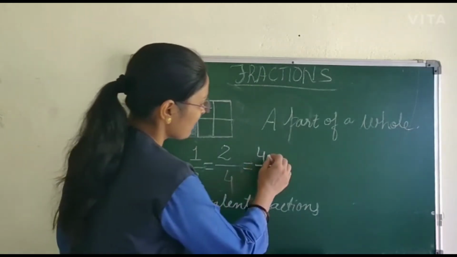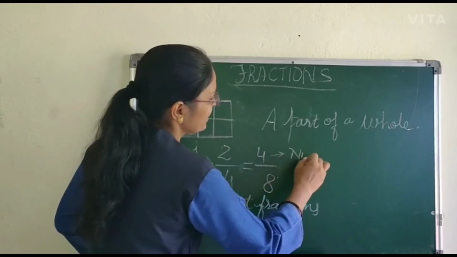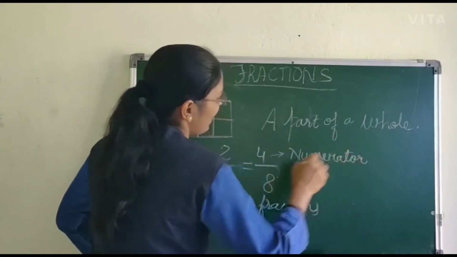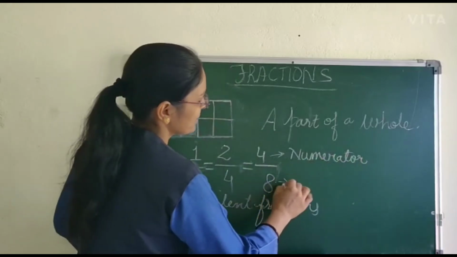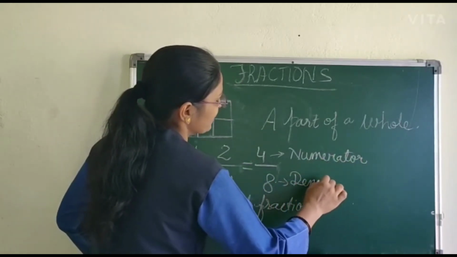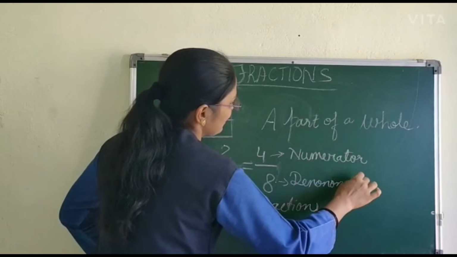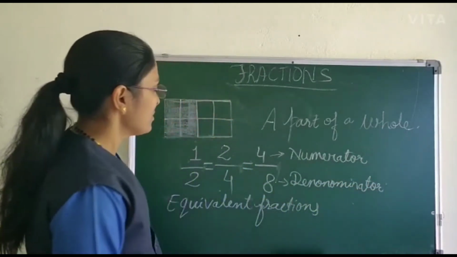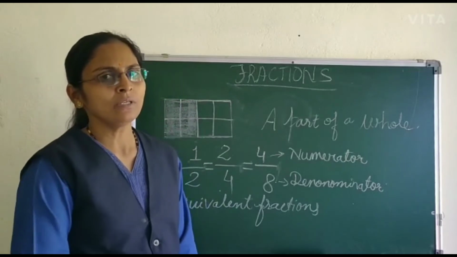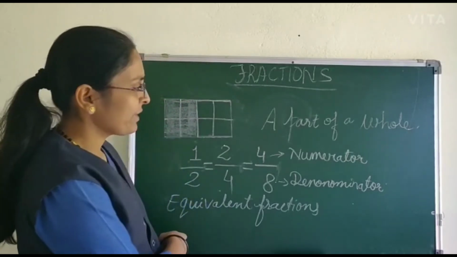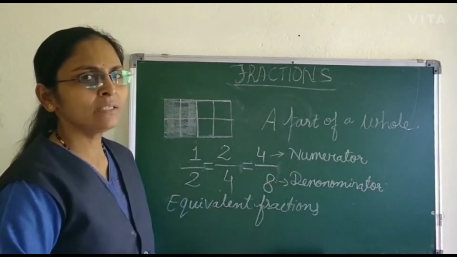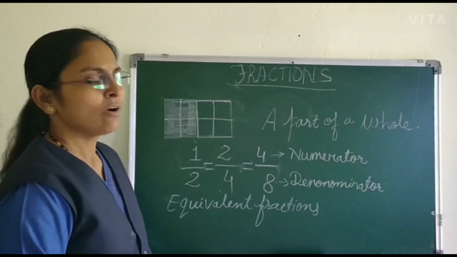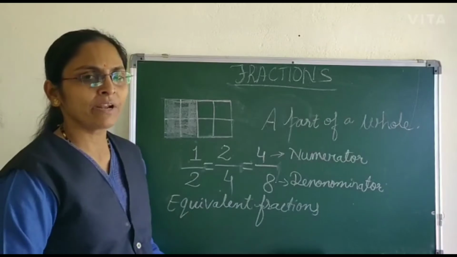Now see children, this upper part is called the numerator, and this lower part of the fraction is called the denominator. So I hope children you understood equivalent fractions, numerator and denominator. Now we will take some more examples of equivalent fractions.